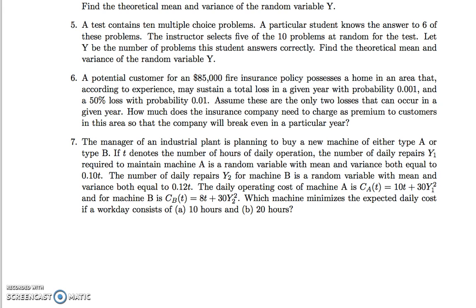So the instructor selects 5 of the 10 problems at random for the test, and we want y to be the number of problems that this student answers correctly. So find the theoretical mean and variance of this variable y. Keep in mind, for starting off, we want to identify, is this a binomial situation?